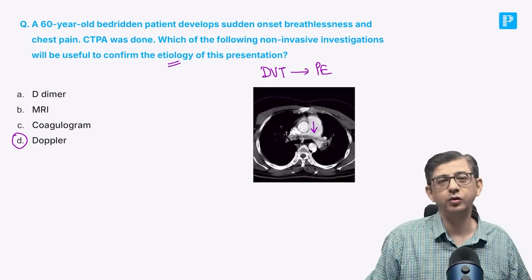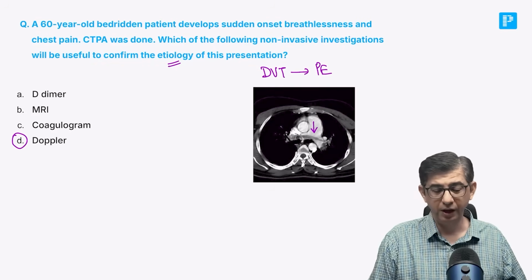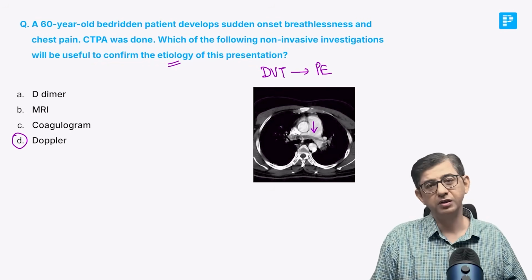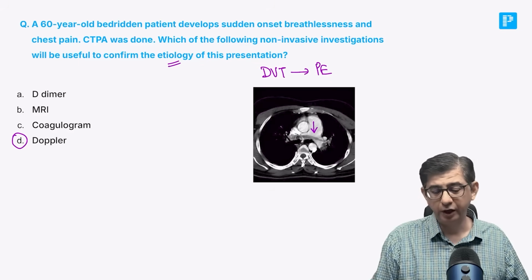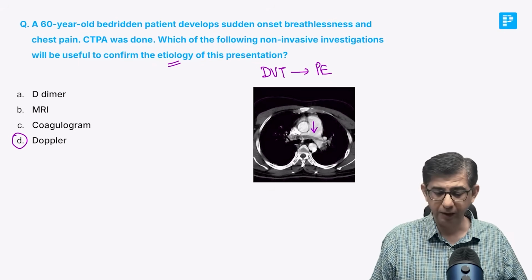The Doppler is the best way to identify deep vein thrombosis in a patient. If he said first test, it was D-dimer assay. The best test for diagnosis is CTPA, but to find the etiology, Doppler would be done.